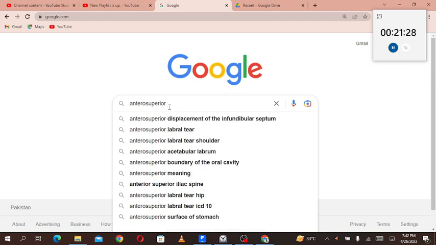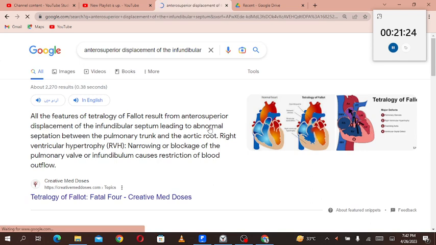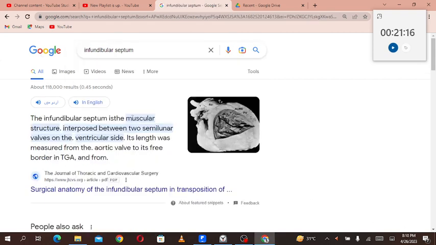Anterosuperior, yeah. All that. What is the infundibular septum basically? So the infundibular septum is the muscular structure interposed between the two semilunar valves on the ventricular side. Semilunar valves are present in the aorta and the pulmonary artery. So the septum that is present between these valves is called the infundibular septum.